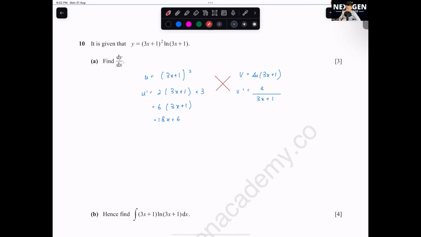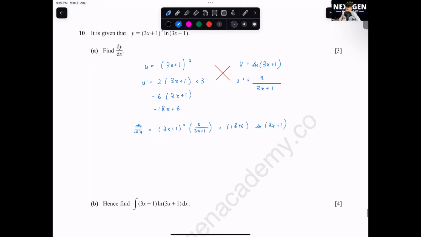Okay, we are going to do a product rule over here. So here you get dy over dx, (3x plus 1) squared times 3 over 3x plus 1. Okay, plus, I put the 18x plus 6 first because if I put it at the back, later it might look as if the 18x plus 6 is part of the ln also. So I'll just put here u prime v. Okay, then we simplify it.